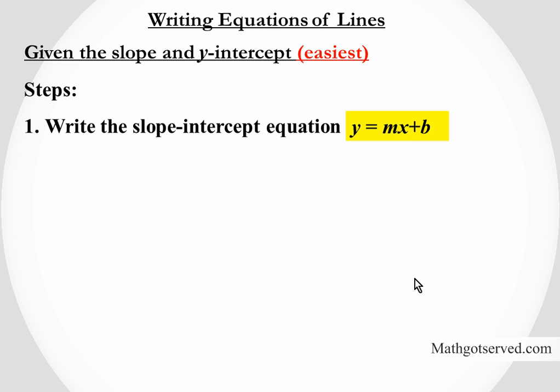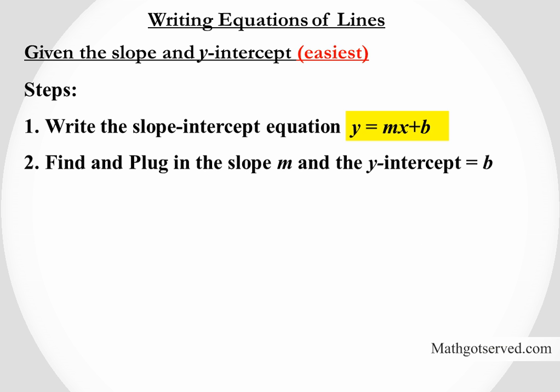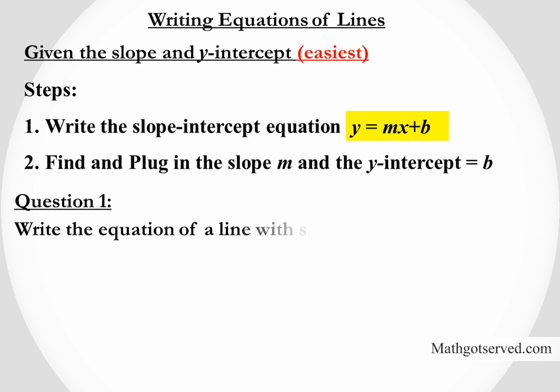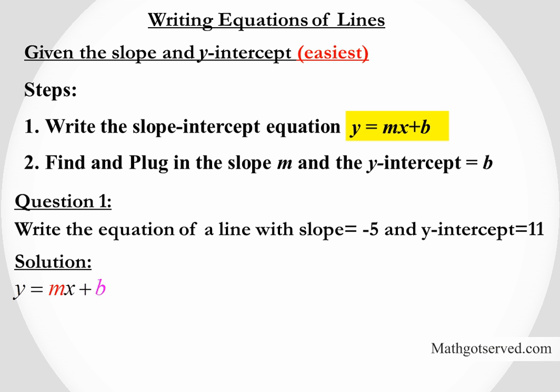Then what you're going to do next is find and plug the slope and the y-intercept into your equation, and that will give you the equation in slope-intercept form. All right, let's take a look at an example. Question number 1: write the equation of a line with slope -5 and y-intercept 11. With this information, step number 1 is to write down the slope-intercept equation. We know that m, the slope, is -5, and b, the y-intercept, is 11.